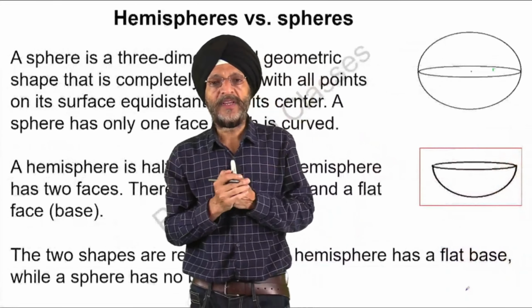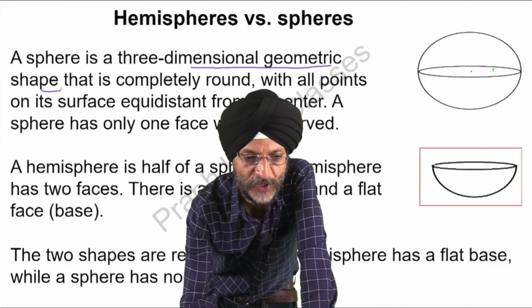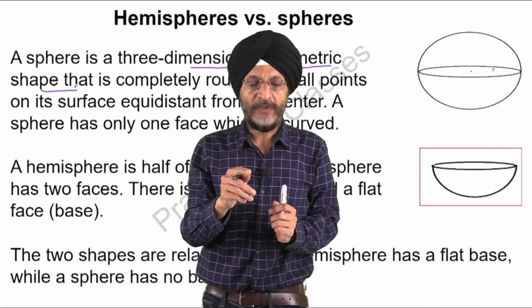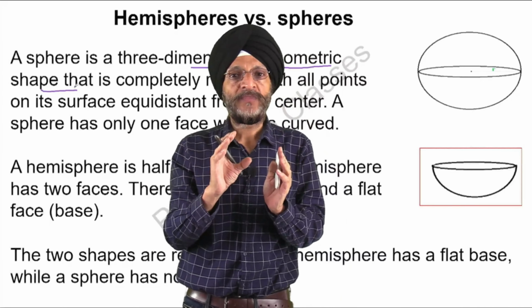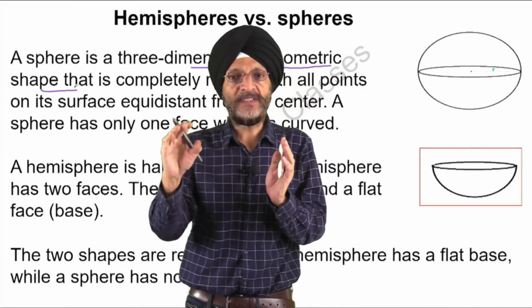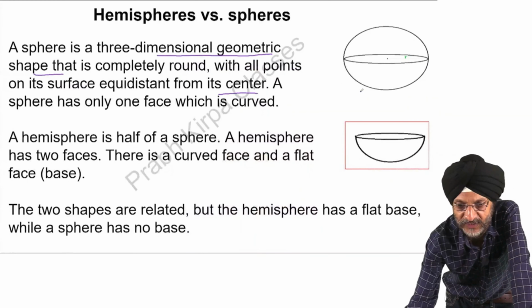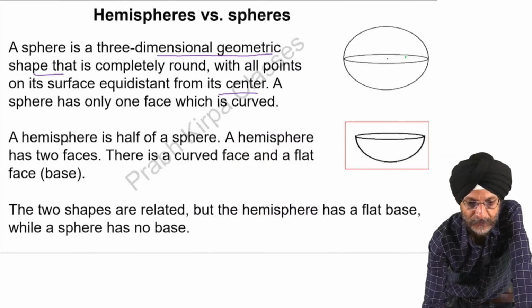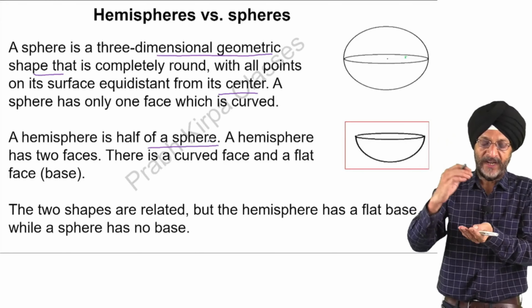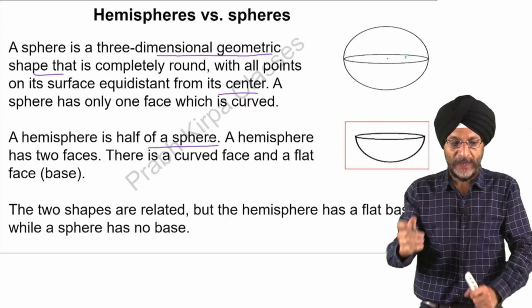A sphere is a three-dimensional geometric shape which is completely round with all the points on the surface of the sphere at equal distance from the center. A sphere has only one face which is curved. You can see here that this face is curved. On the other hand, a hemisphere is half of a sphere. A sphere can be divided into two equal parts and each part is known as hemisphere.